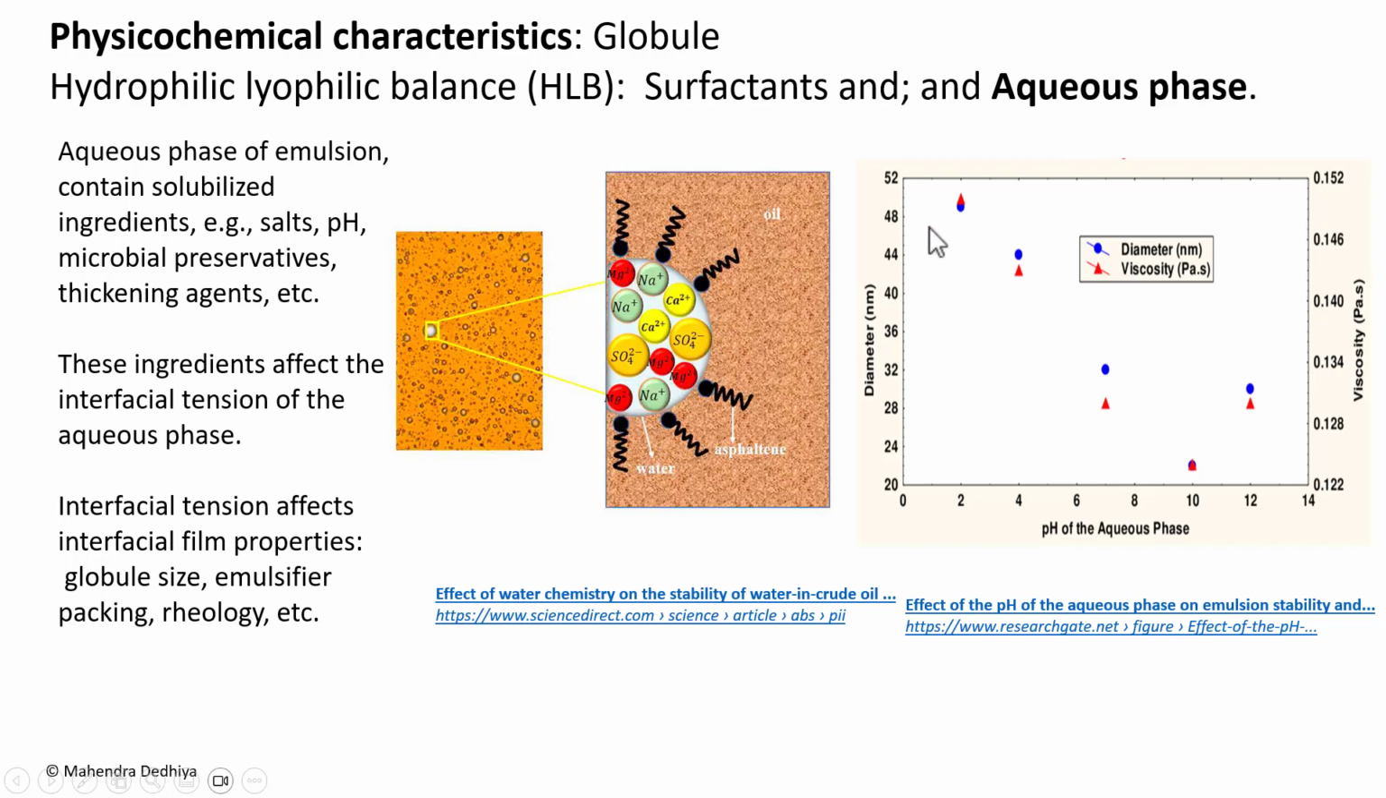It's shown here in the graph. pH of the aqueous phase is varied from 2 to 12. Globule size decreases from about 49 nanometer to about 20 nanometer. pH of the aqueous phase can affect the globule size.